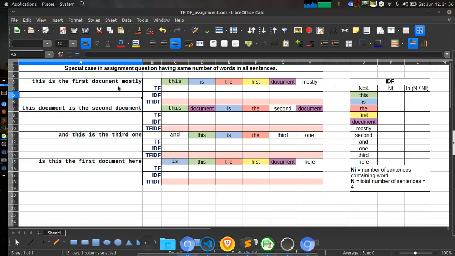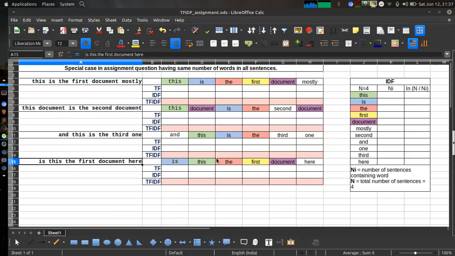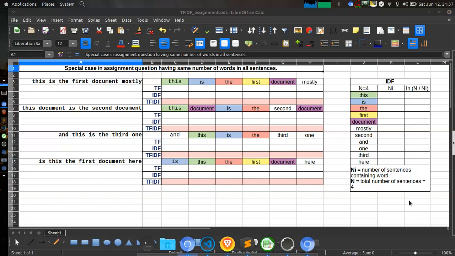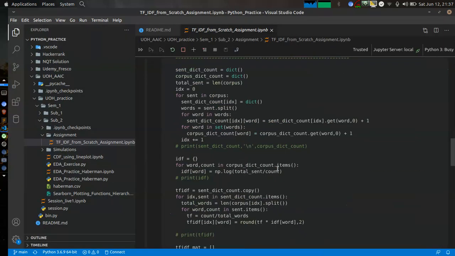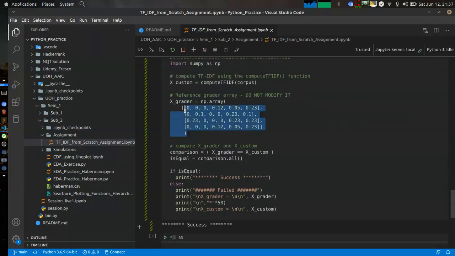So this is all about it. We have one corpus with four sentences, and this is a special case. To make the problem simple, they have given all the sentences with six words. Don't remove the stop words also. What they are asking for is a matrix, this np matrix. If you observe this matrix, it is 4 by 6.